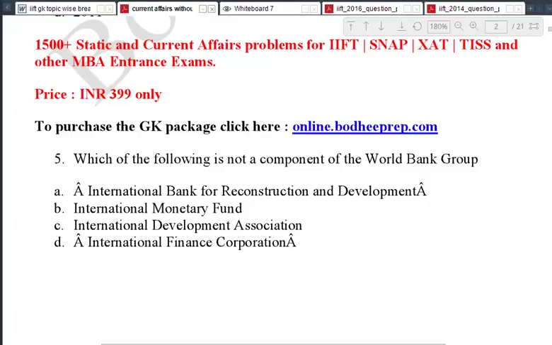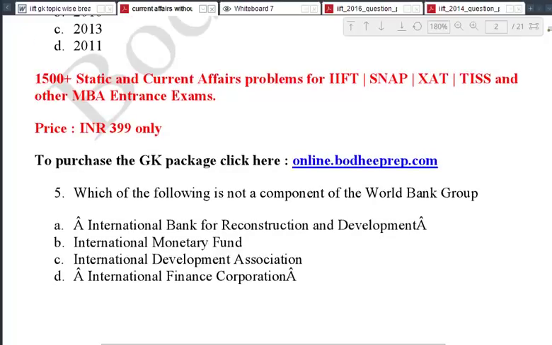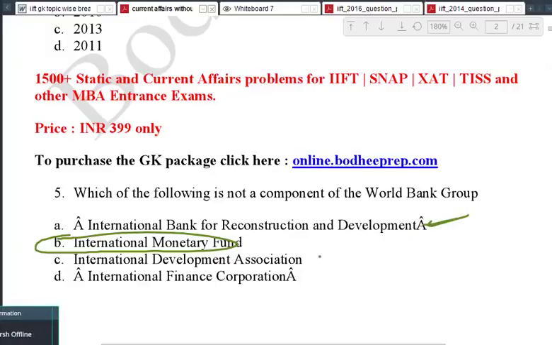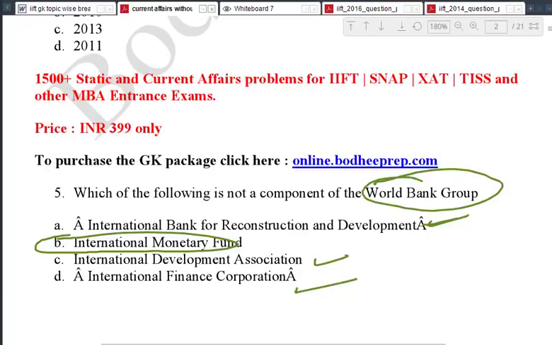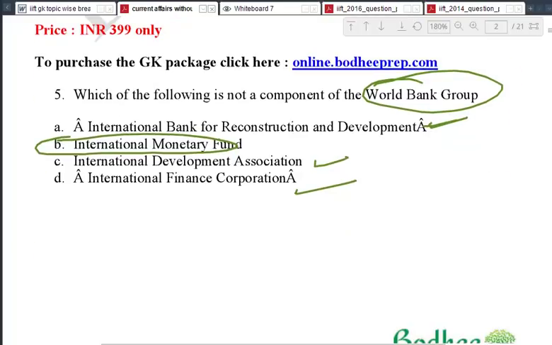So again, which of the following is not a component of the World Bank? And you will find that it is the International Monetary Fund. The rest, all others, are basically the components of the World Bank group. So this is part of the World Bank, this is part of the World Bank, this too is part of the World Bank group. It's an easy question. You will definitely have easy questions in the exam. Just ensure that you get those questions correct.